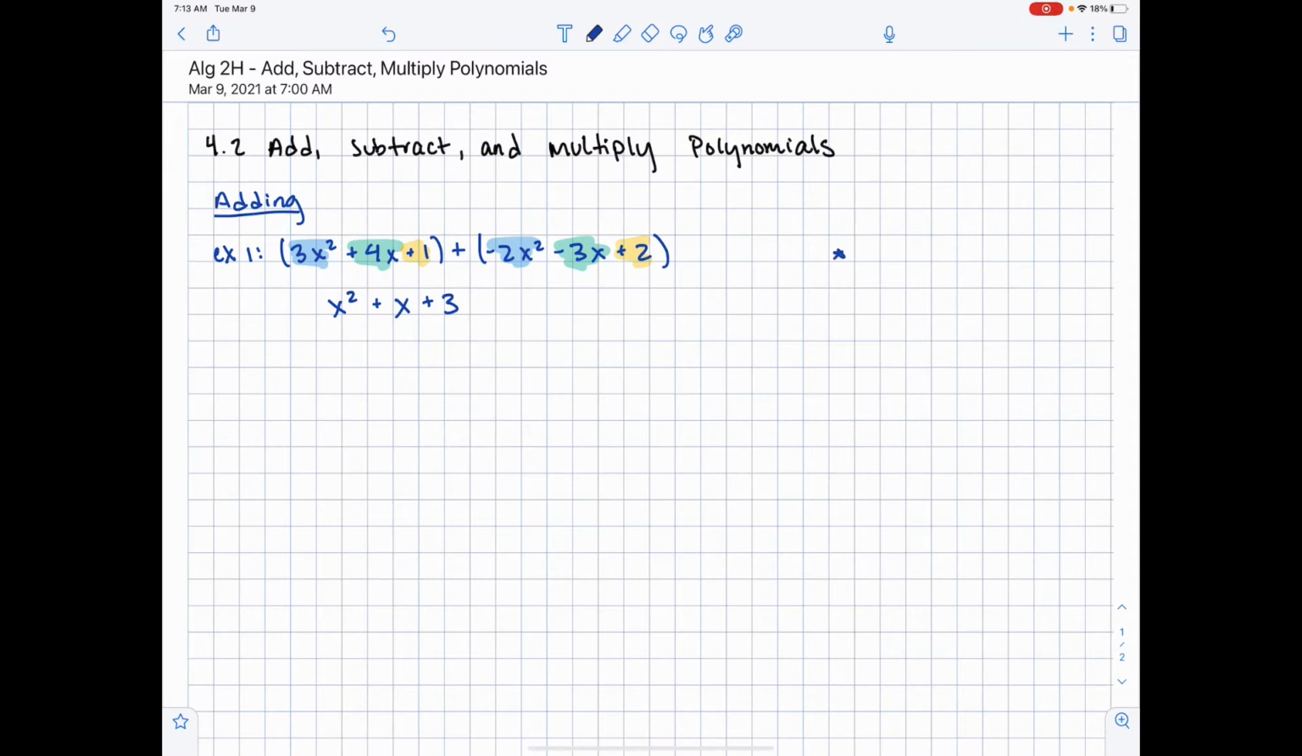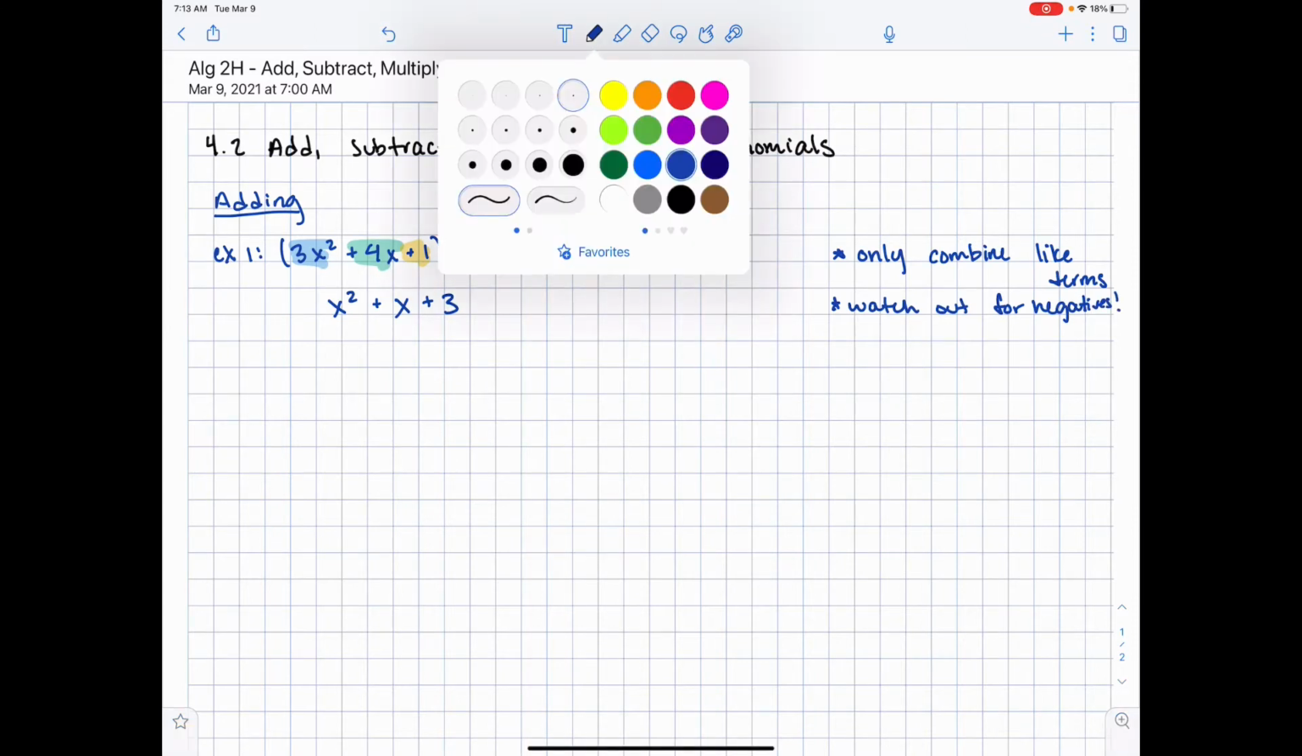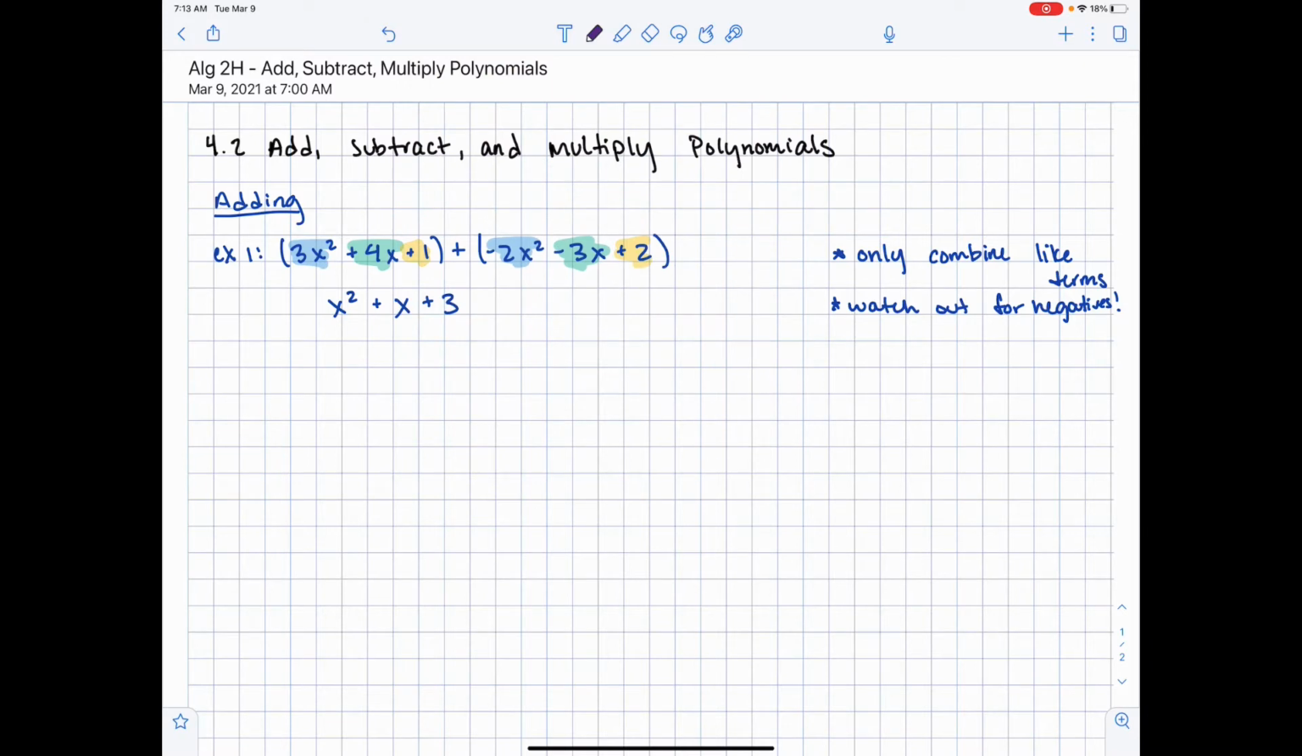Just some key things, right? So only combine like terms. You can of course scratch out as you go, and I'm also just going to say watch out for negatives, right? Just be careful of those. Watch out for those negatives. All right, then we're going to move on to subtracting.